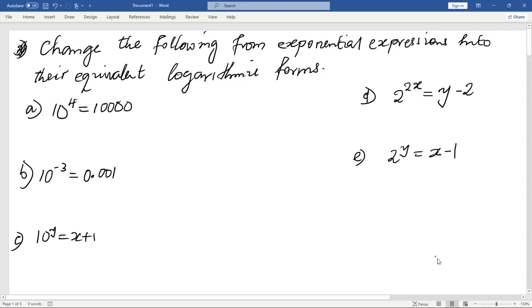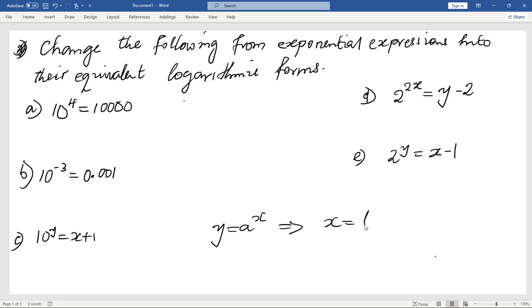Okay, so we have this question here that says change the following from exponential expressions into their equivalent logarithmic form. So now, what we're going to be doing here is that, you know that if a function is written like this in its exponential form, then its log form is simply going to be x is equal to log y to the base a, like this. So this is the only relationship that we're going to be using for this question.